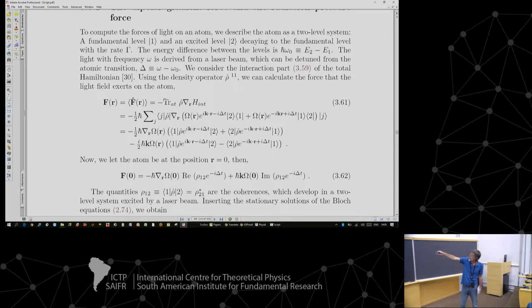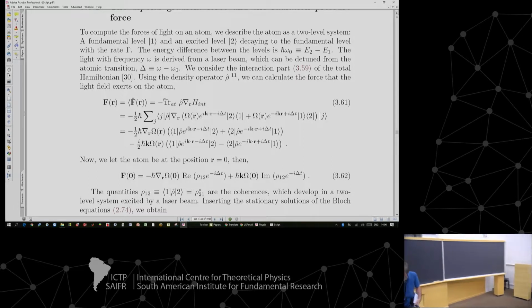So you can also write it like this. And the transition from 2 via the density operator to 1 is nothing else than rho 1,2, the coherence of our two-level system, times these detunings. So we have here the real part, and here we have the imaginary part. Here we have the gradient of the Rabi frequency, and here we have photonic recoil. Now this rho 1,2 and rho 2,1 we calculated earlier.